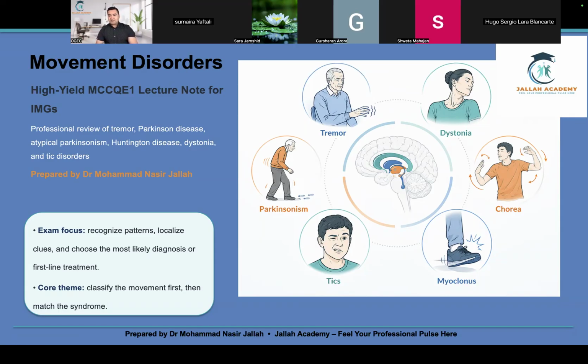But in MCQ1, you will definitely get a lot of cases out of these movement disorders. When it comes to neurology, you will definitely get cases from these: Parkinson, probably from all of them, Parkinsonism, dystonia, chorea, myoclonus, and tic or Tourette syndrome.